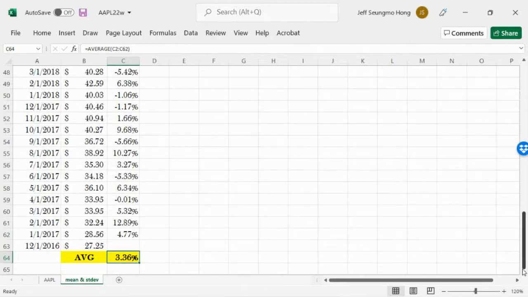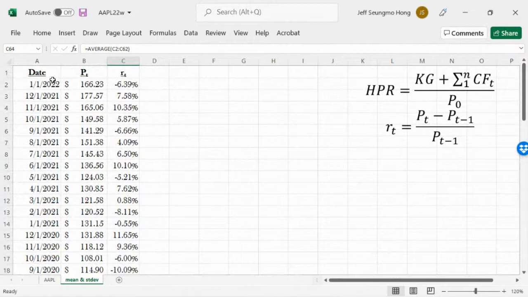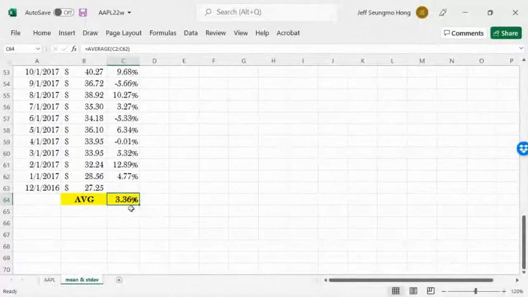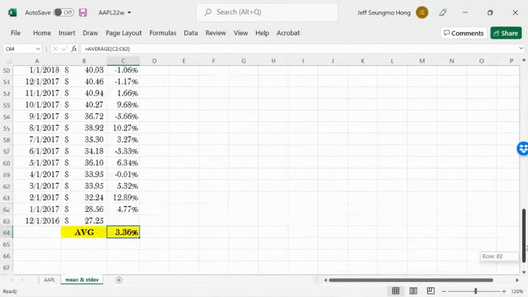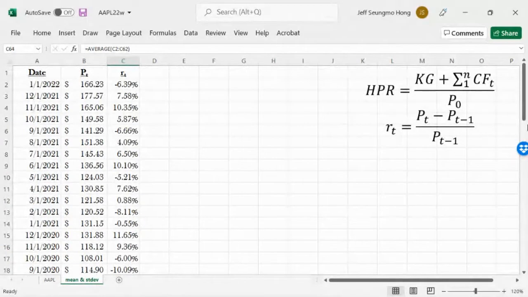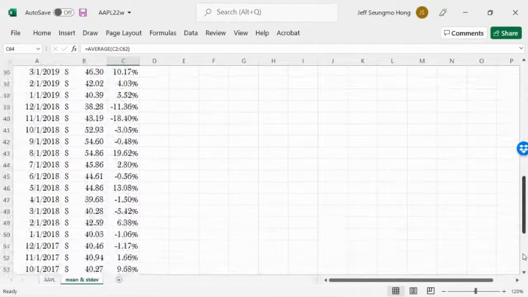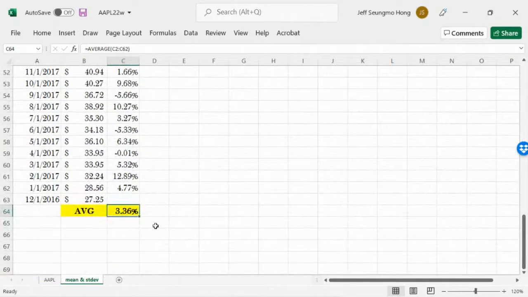But what is the meaning or importance of the average monthly return? Look, this is also called the expected return. Expected meaning that's what you can expect in the future. So next month, February, most likely the return will be 3.36%. Of course, the actual return will not be exactly the same. You will never find 3.36. It's just the mean, the average of all.